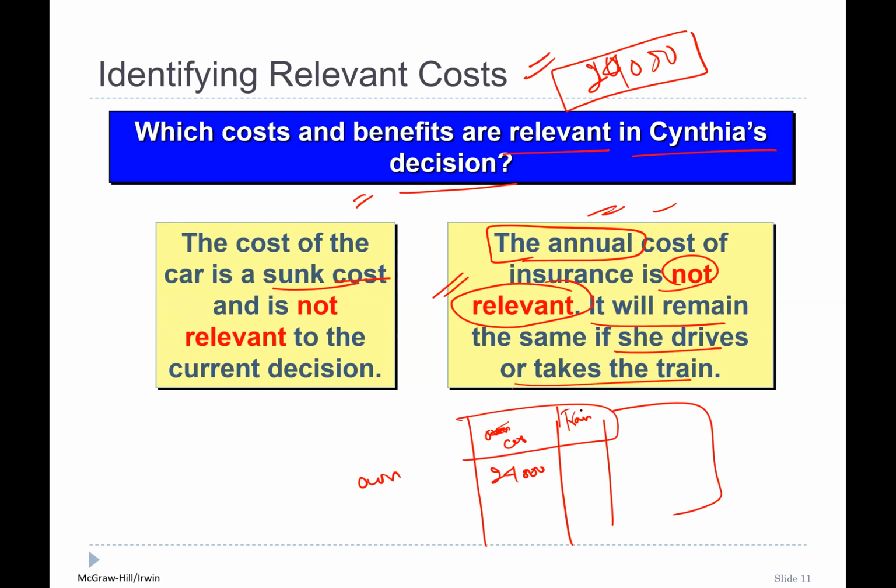Train or not, our car is still worth $24,000. So this differential is 0. The difference between 1 and 2, 1 minus 2, is 0.